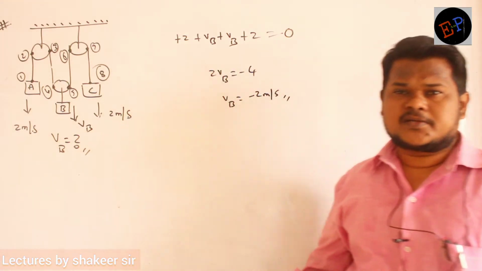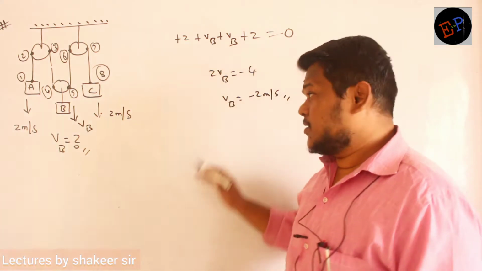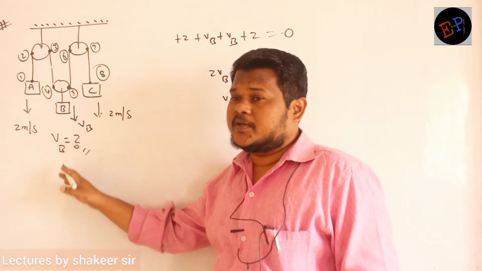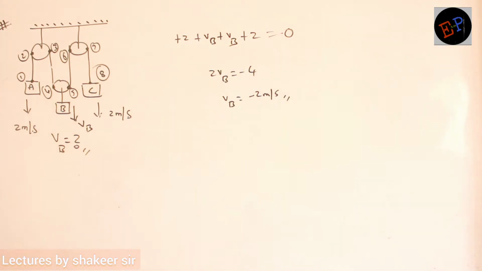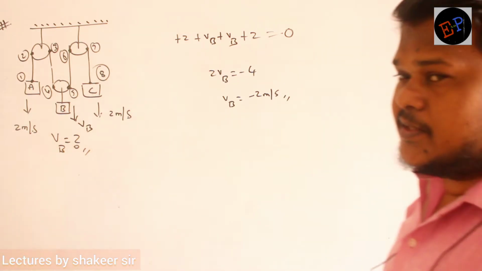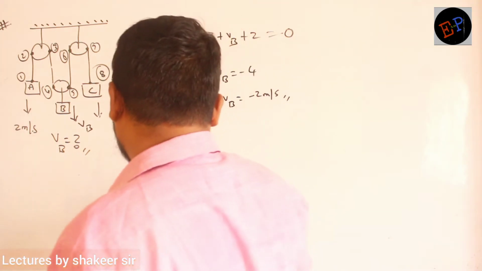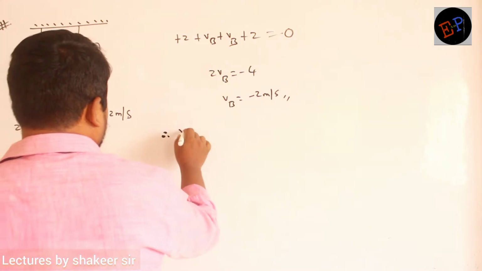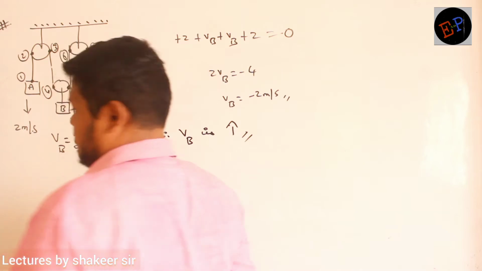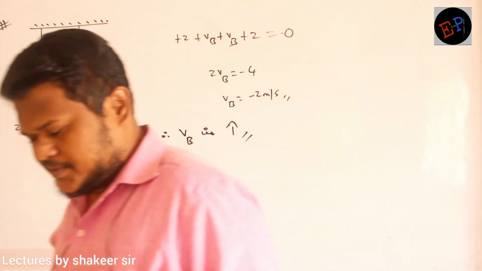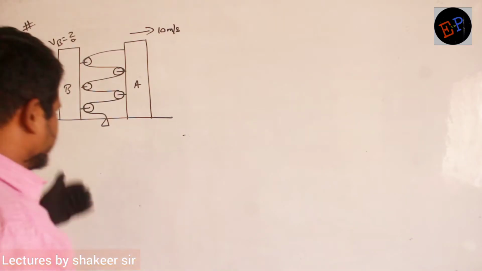Clear, no? What does minus indicate? Minus indicates that my assumption that block B is going downwards is wrong. Actually block B is moving in upwards direction. That is my answer. Fine? Right. Therefore, velocity of block B is in upwards direction. That is the condition. Okay? Very simple.